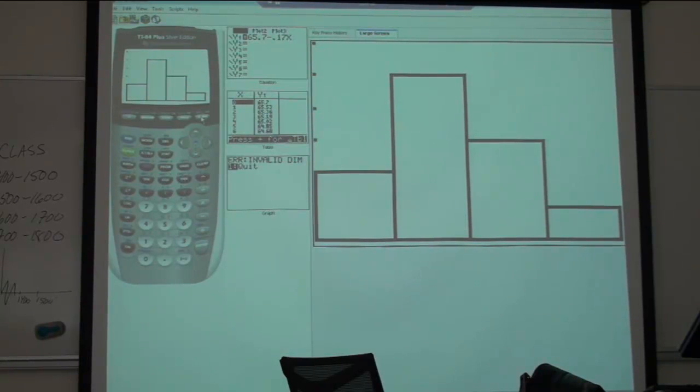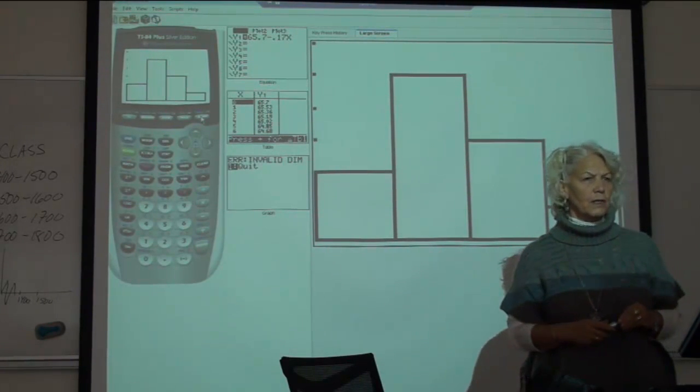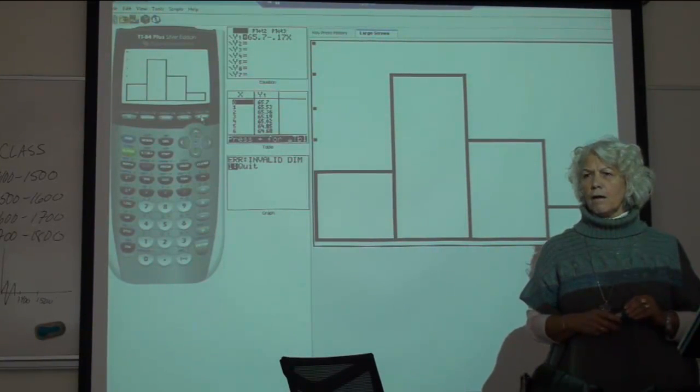Something else on here. Something happens from before. If you get some message that says go to, it is likely that in the y equals section you still have something from before.